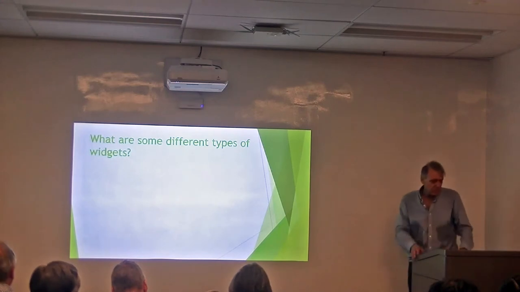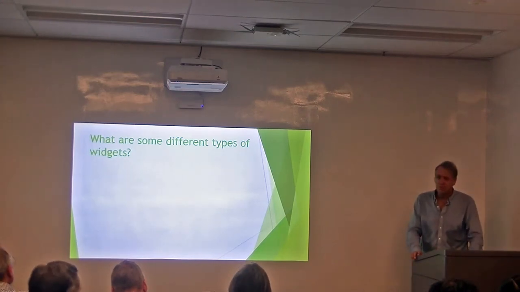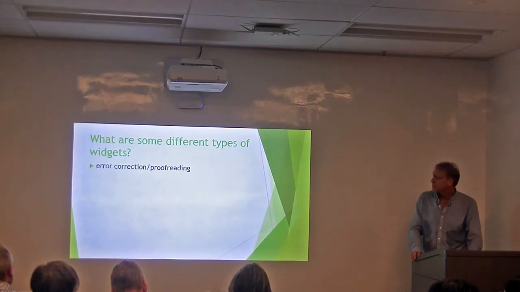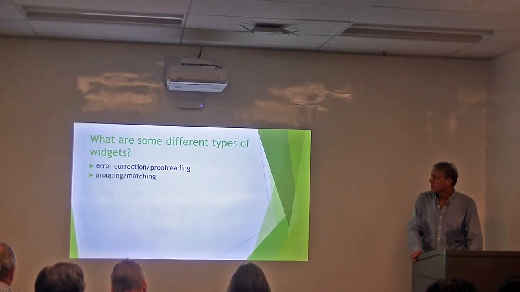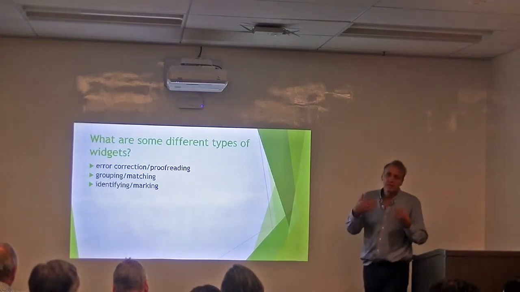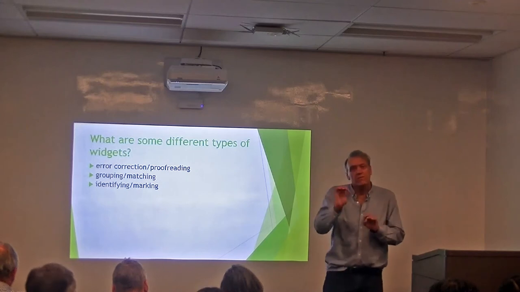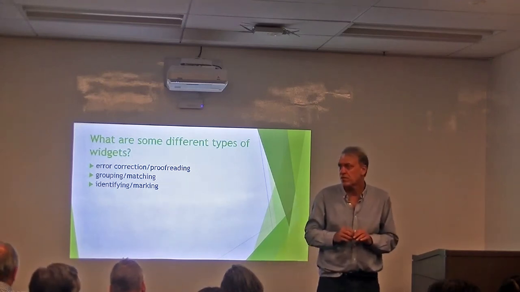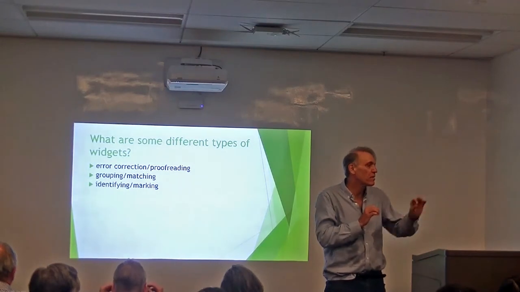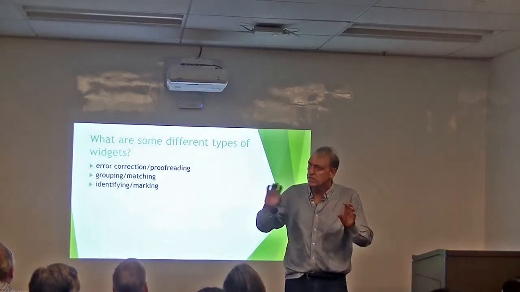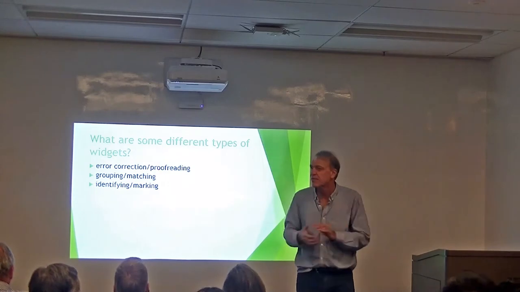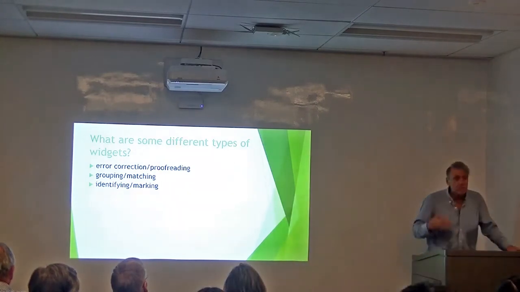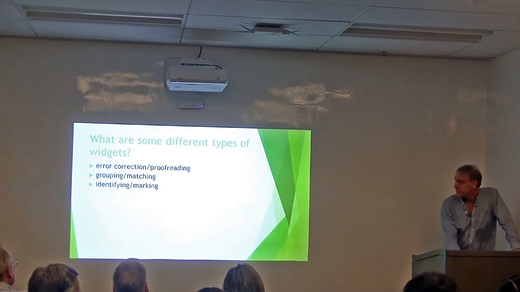Okay, so what are some of the different types? I'll show you a few examples in a minute. But as you saw, there's an error correction proofread functionality, grouping and matching, identifying and marking. So you could give students a text and ask them to find the compare and contrast language. And you can actually specify, get them to find what is compare language, what is contrast language. It's not just find all of them together. There are different categories you can find. So some noticing and things like that you can do.